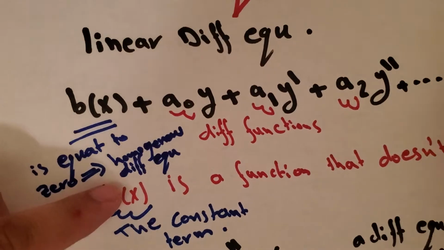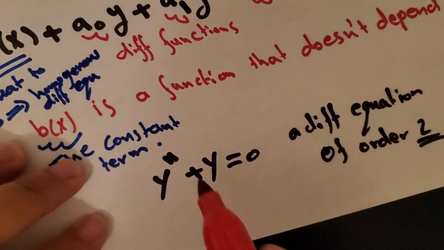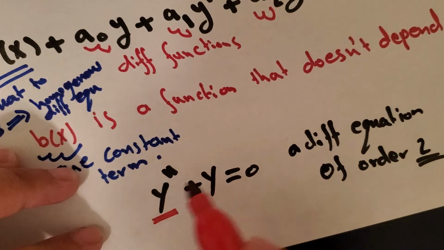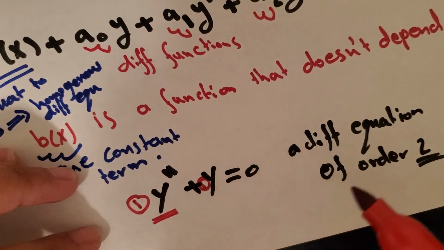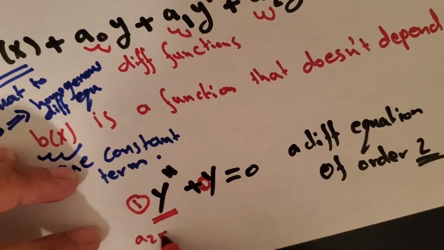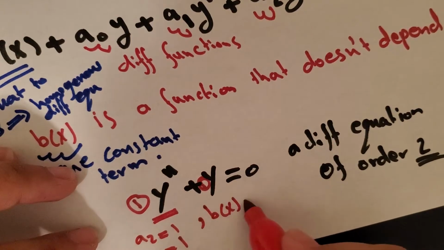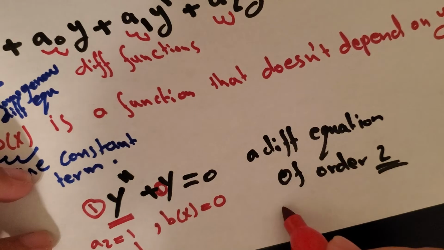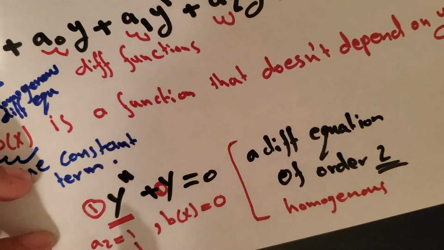So if we look at our simple example right here, then I can tell this is a differential equation and it is linear, because here the terms a are 1 and 1, and so I can say that a2 is equal to 1 and a0 is equal to 1, and I have also the constant term b(x) equal to 0, and so this is a differential equation of order 2 and it is homogeneous.